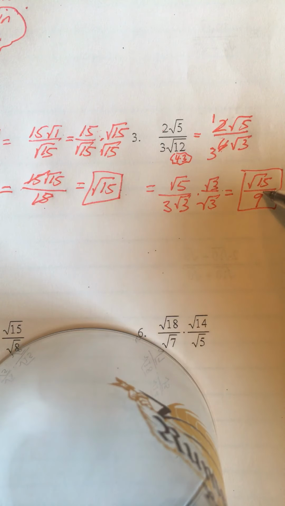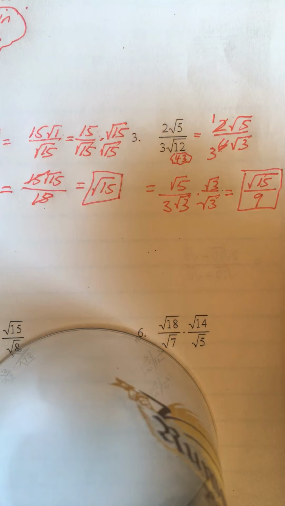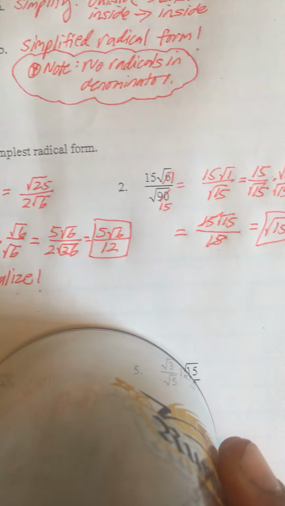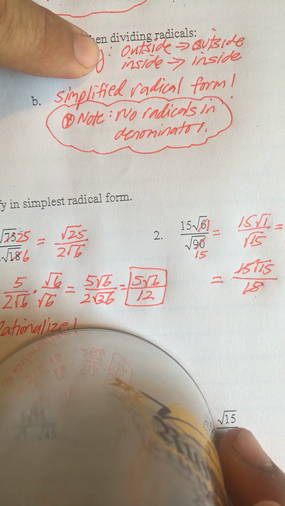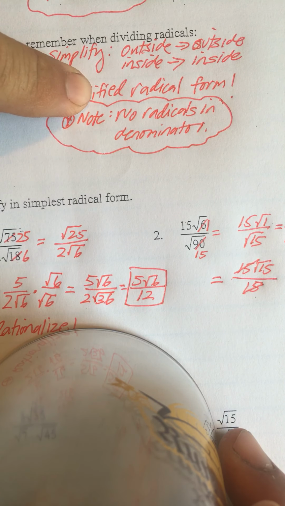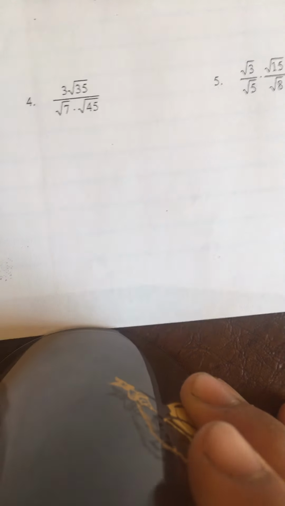Okay, and now this is reduced. Even though 3 can go into both of these, this is inside, this is outside, you're done. Nothing more you can do here. All right, so we're just trying to use this idea over here. Simplify anything outside, anything outside, anything inside, anything inside, and it has to be in simplified radical form, which means no radicals in the denominator. Okay? All right, a couple more here.